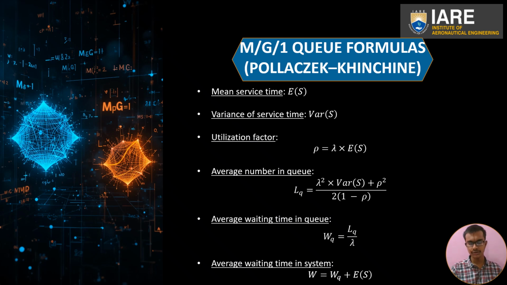Average waiting time in queue, WQ, is equal to LQ by lambda. Average waiting time in system, W is equal to WQ plus E of S. Hence, these are the formulae for MG1 queue.